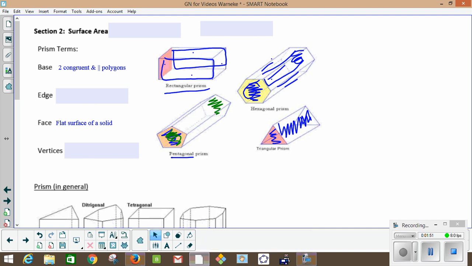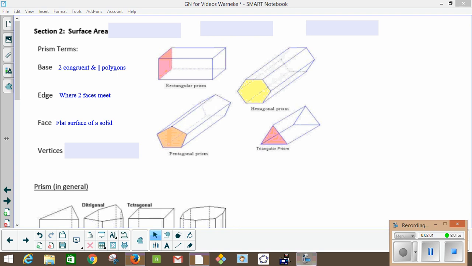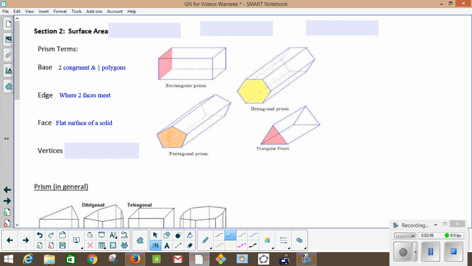I did that one next because an edge is described where the faces meet. So I got rid of the drawings there, so now where do the faces meet? Here is a face, here is a face, and this connection where they come together is an edge. So where 2 faces meet is an edge. So there are many edges on these shapes as well. Anything where 2 faces meet would be considered an edge.